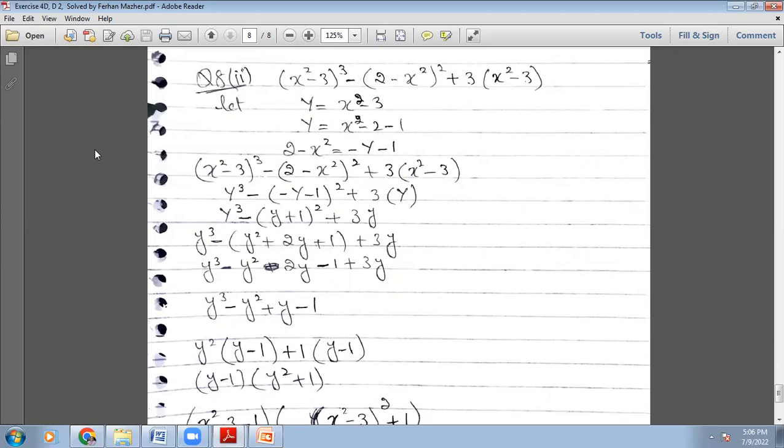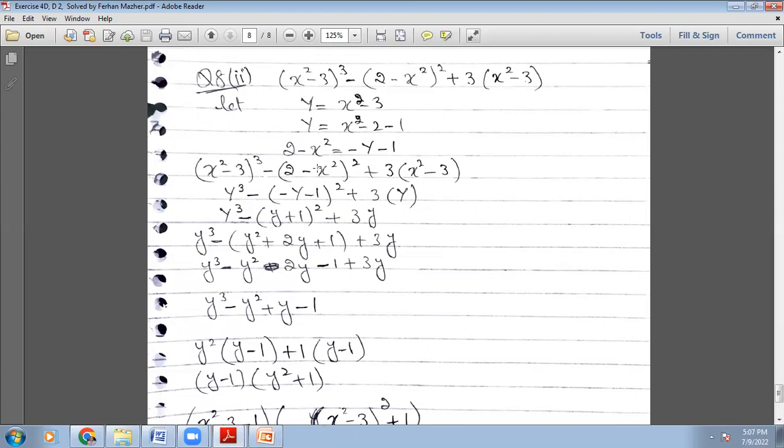So here you have (x² − 3)³ − (2 − x²)² + 3(x² − 3). Here I suppose that y equals x² − 3. This is the one value which I will be using. Then y equals x² − 2 − 1, I split that minus 3. So take x² − 2 to this side and y to the other side. So 2 − x² will be equal to −y − 1.